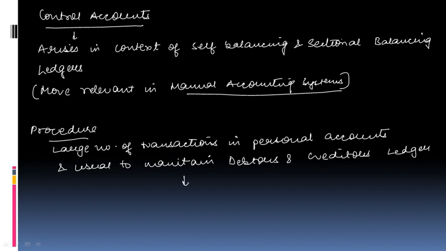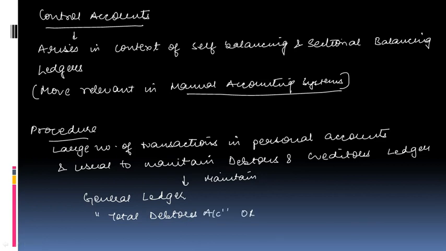So how are these things done? A general ledger is maintained. You are going to maintain a general ledger. If you are required to maintain those kinds of ledgers, just maintain a general ledger of total debtors account or total creditors account. Got it? समझ में आया क्या कहना चाहता हूँ मैं? So there is a total debtors account, there is a total creditors account. This can be used very easily.